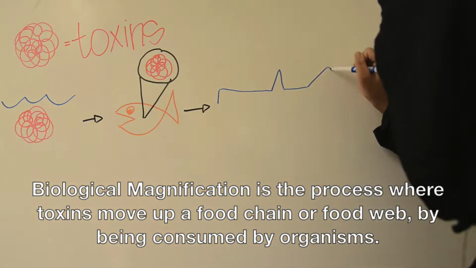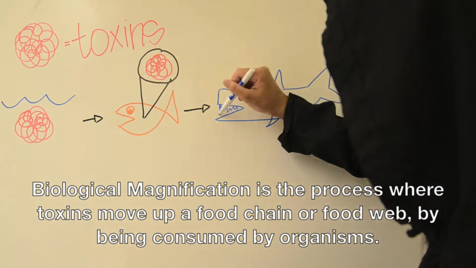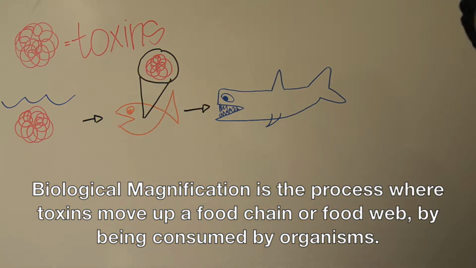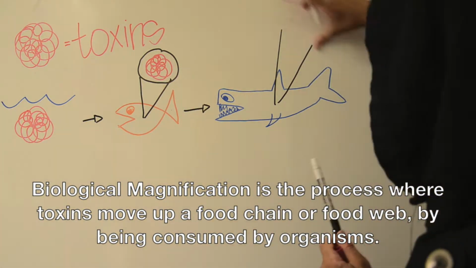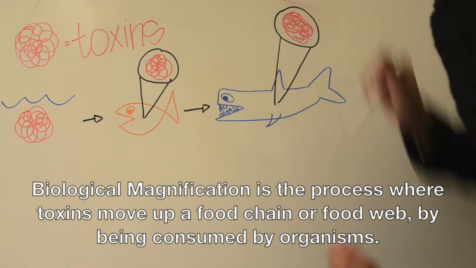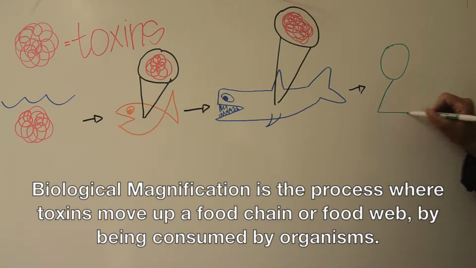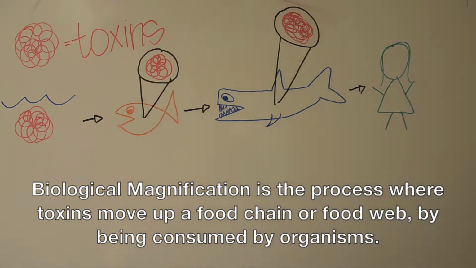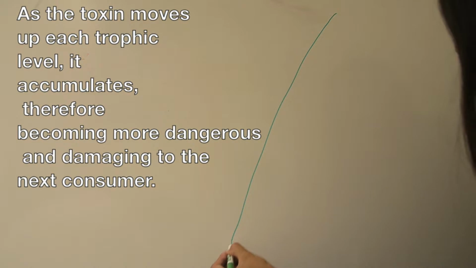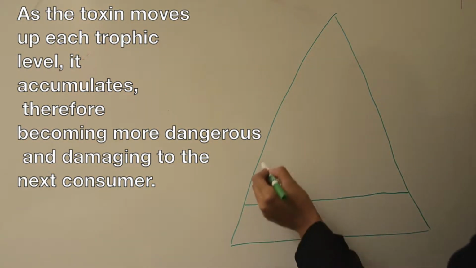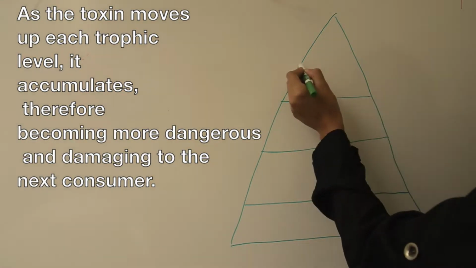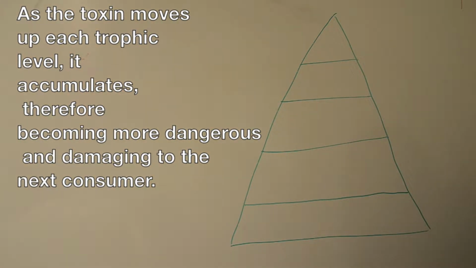Biological magnification is the process where toxins move up a food chain or food web by being consumed by organisms. This harmful process can affect all organisms from small producers to keystone predators. As a toxin moves up each trophic level, it accumulates, therefore becoming more dangerous and damaging to the organism.